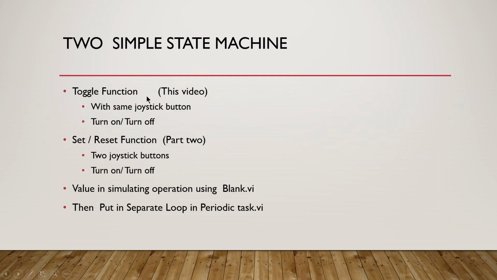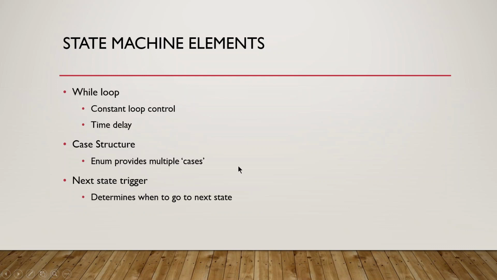The first part is on a toggle function. So we want to use the same joystick button and be able to turn a system on and off repeatedly. And so that's one of our simple state machines. The second one, we're going to use two buttons, a set and a reset, and we're going to turn on and off. Again, there's value in being able to simulate this in a Blank.vi.